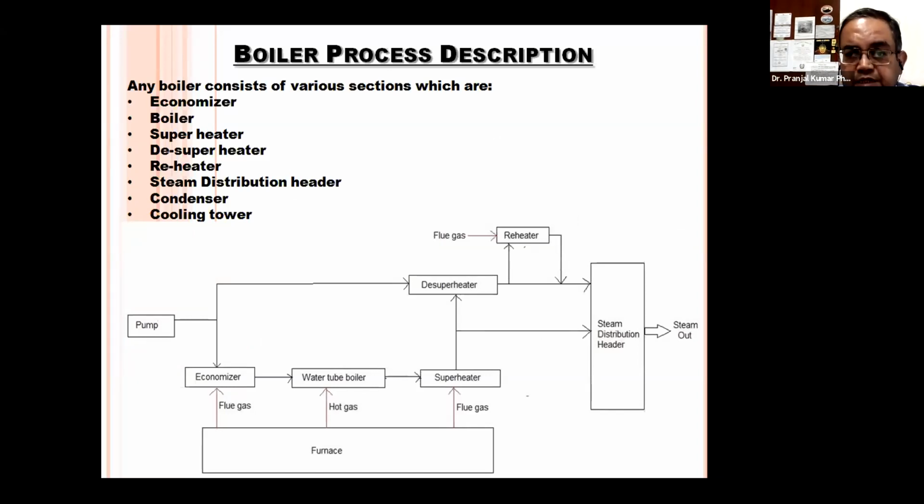You must know that any boiler consists of these important sections, which you already heard in the first slides of Engineer Aisha: economizer, boiler, superheater, desuperheater, reheater, steam distribution header, condenser, and finally the cooling tower.